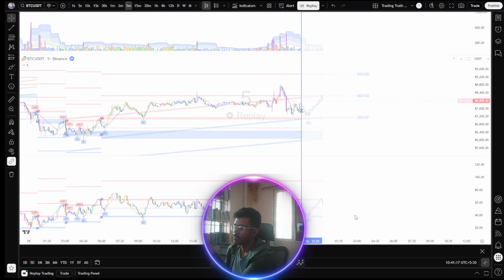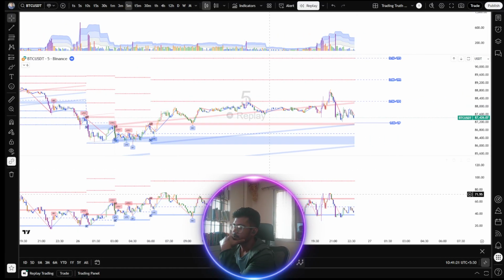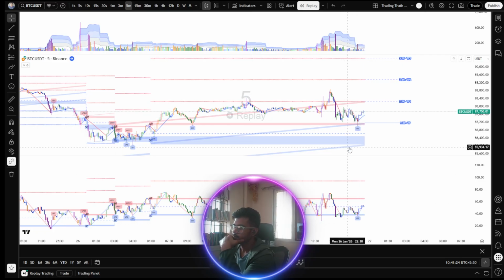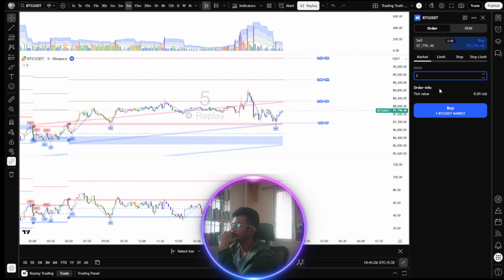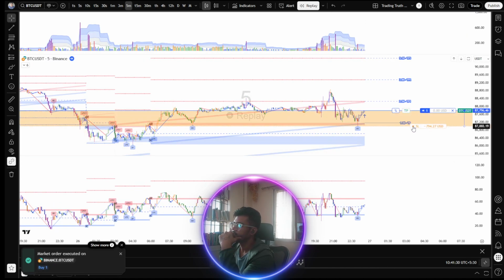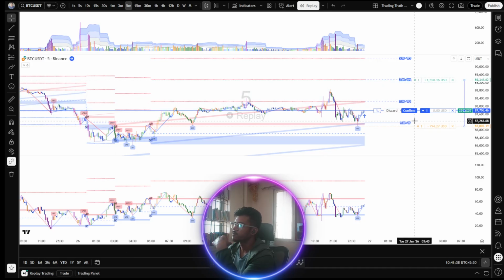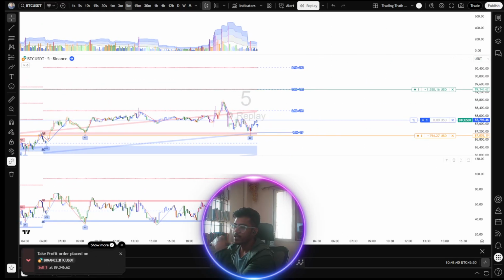I'll just go back a little bit, and when it comes back, yeah, I can just take the trade here, okay, and I'll put my stop loss there, and my take profit at TP2 or TP3, okay. I'll just put the take profit at TP2, and let's see how the trade goes.